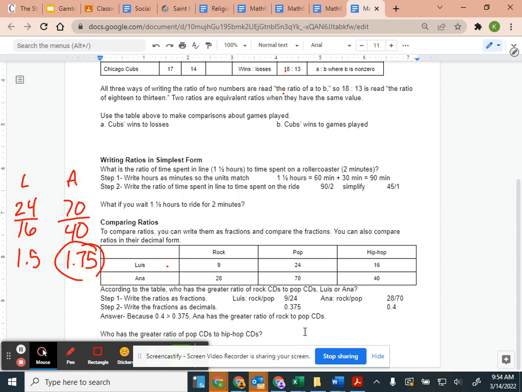Peyton, what are you saying? She said she lost her calculator. Oh.